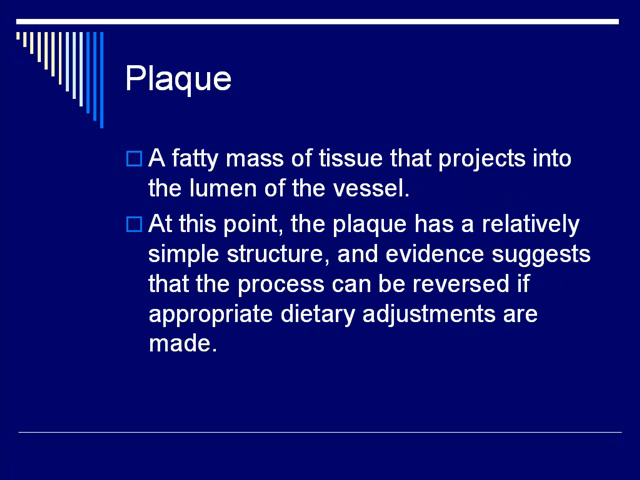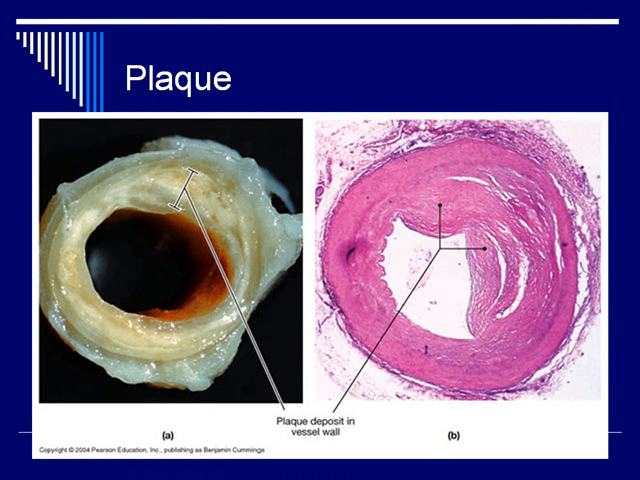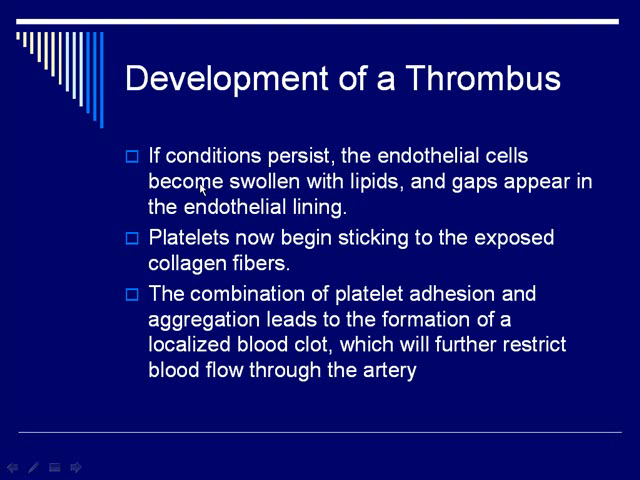Plaque, this is a fatty mass of tissue that projects into the lumen of the blood vessel. The plaque has relatively simple structure. Evidence suggests that the process may be reversed to a degree, may be reversed with appropriate dietary adjustments. This is a picture out of your book demonstrating that plaque formation, that fatty deposit that has developed inside the blood vessel. Now, how does a thrombus develop?